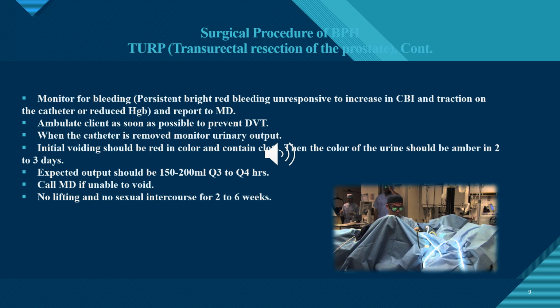If the patient is not able to pee, it doesn't matter whether the patient had a TURP or had another procedure. If the patient is not able to pee, we have to call the doctor, okay? No lifting and no sexual intercourse for 2 to 6 weeks.